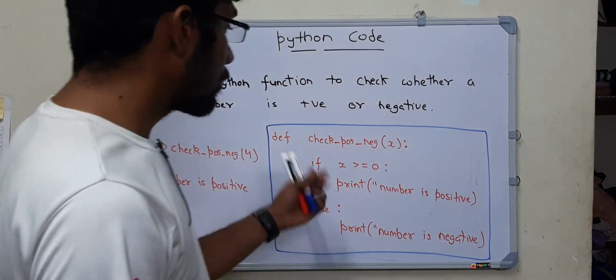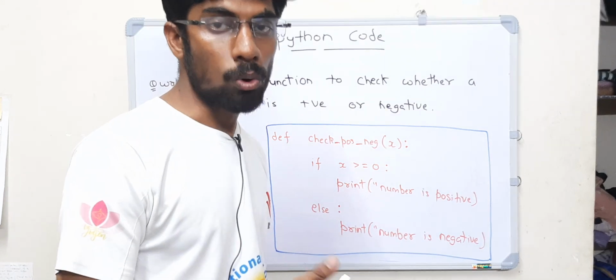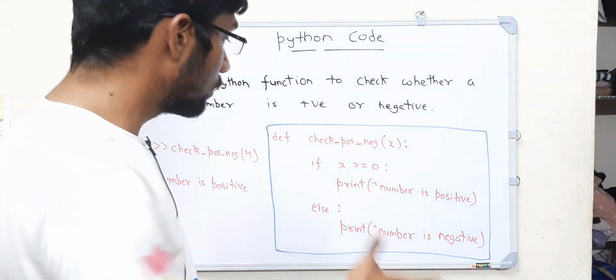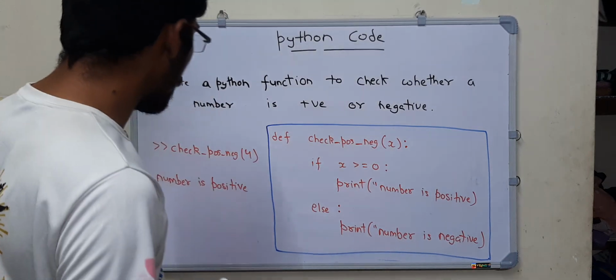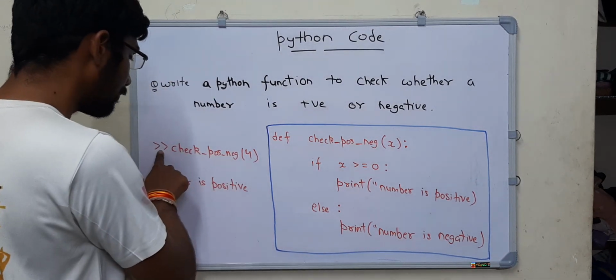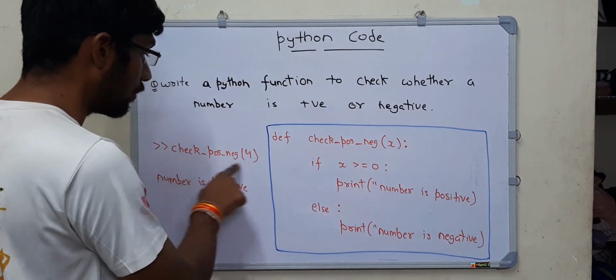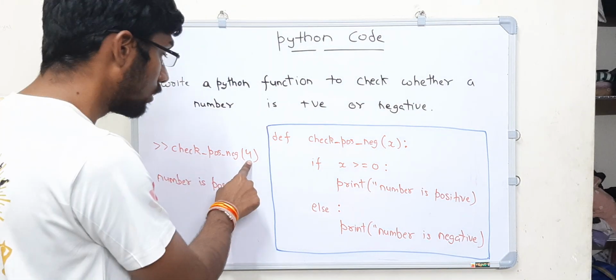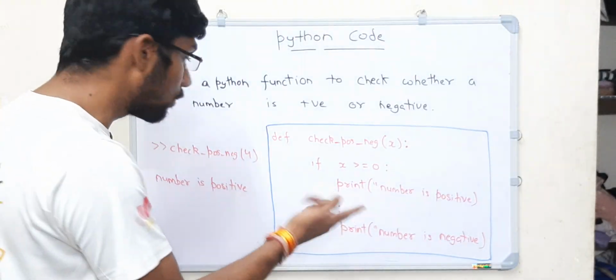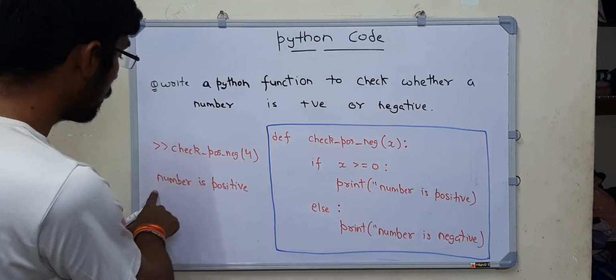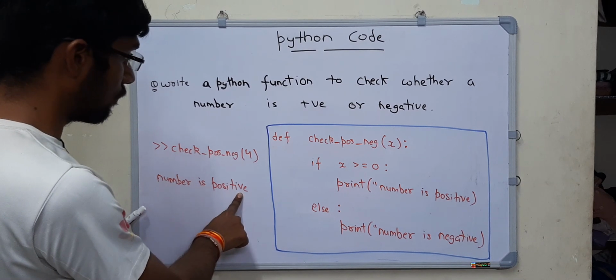You can try this code in Colab. So how do we call the function? We have defined the function, now we have to call it. For calling the function, I have to write the function name with the argument. Suppose I take 4 as my argument. If I run this command, what will happen? It will print number is positive.